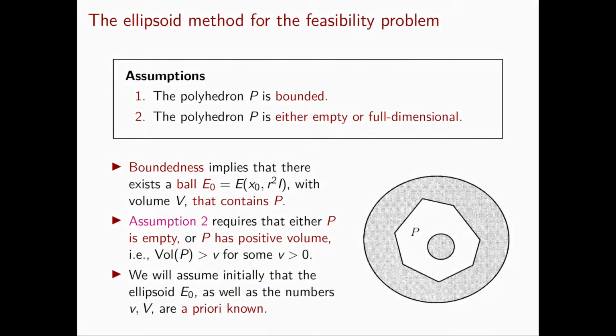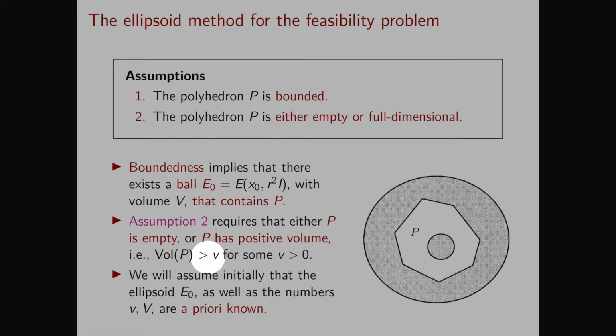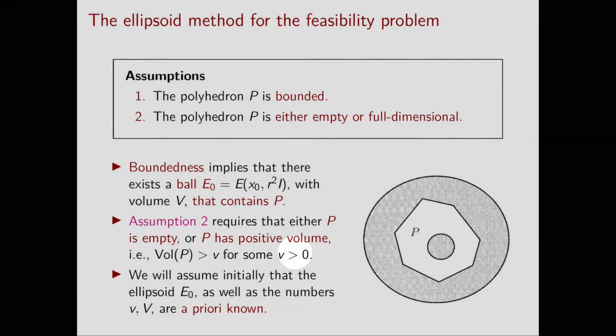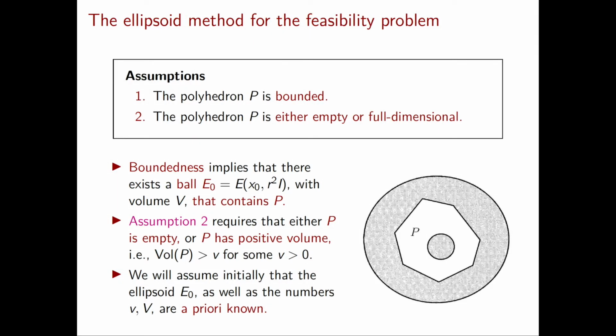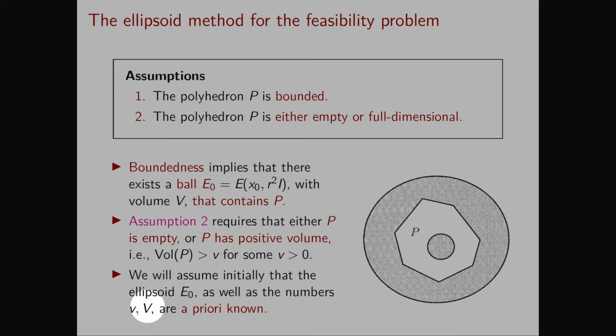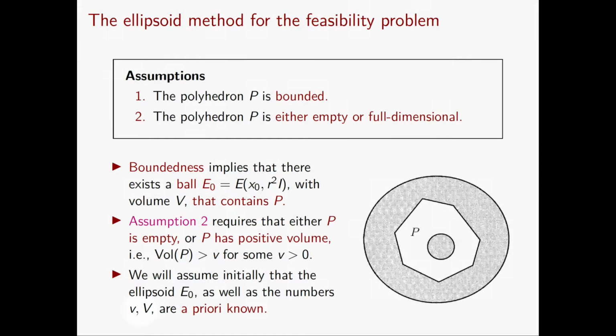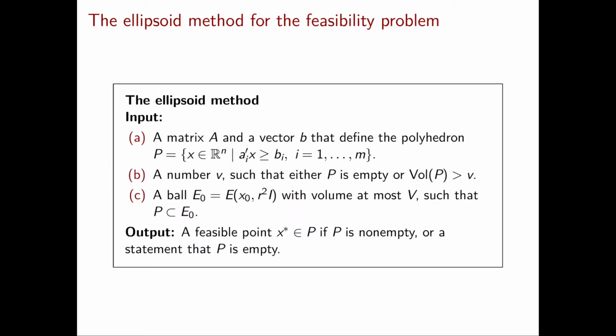Let's now discuss assumption 2. It requires that either P is empty or P has positive volume. Saying that P has positive volume means that the volume of P is strictly larger than v for some positive v. From now on, we assume that we know the ellipsoid E0 as well as the numbers v and capital V. Later on, we're going to discuss how we can obtain them. Now, under all our assumptions, we can state the ellipsoid method, and we can show that it decides correctly if P is empty or not.